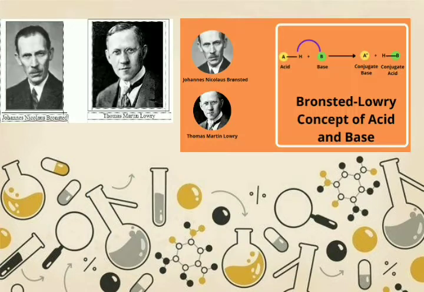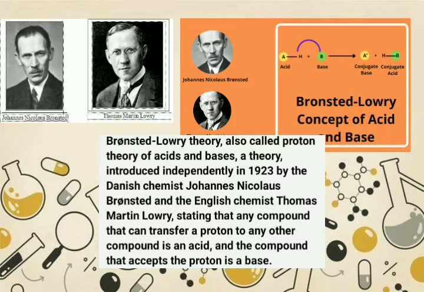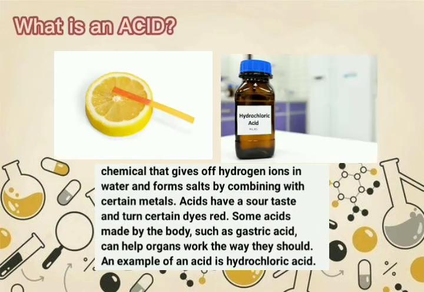The second theory is the Bronsted-Lowry theory, also called proton theory of acid and bases, introduced independently in 1923 by the Danish chemist Johannes Nicolaus Bronsted and the English chemist Thomas Martin Lowry, stating that any compound that can transfer a proton to any other compound is an acid, and the compound that accepts the proton is a base.